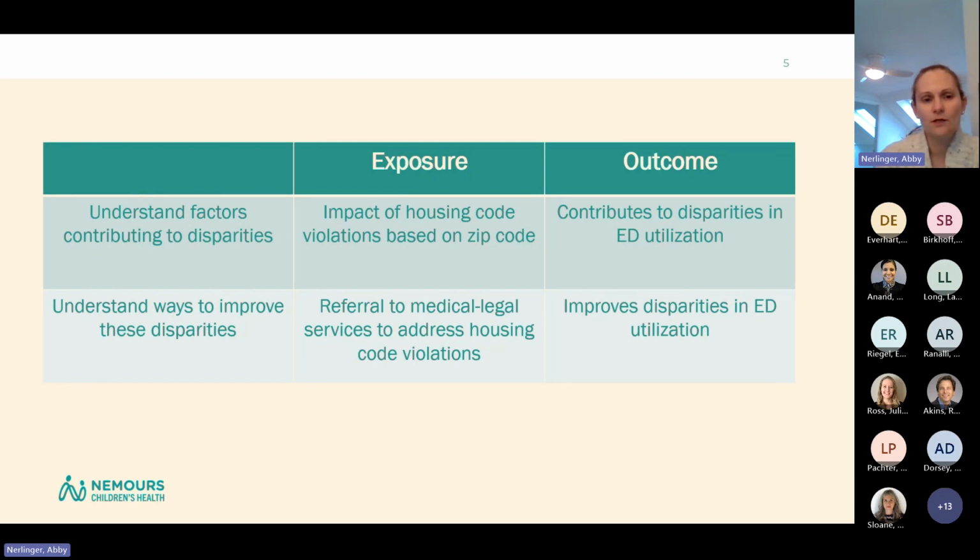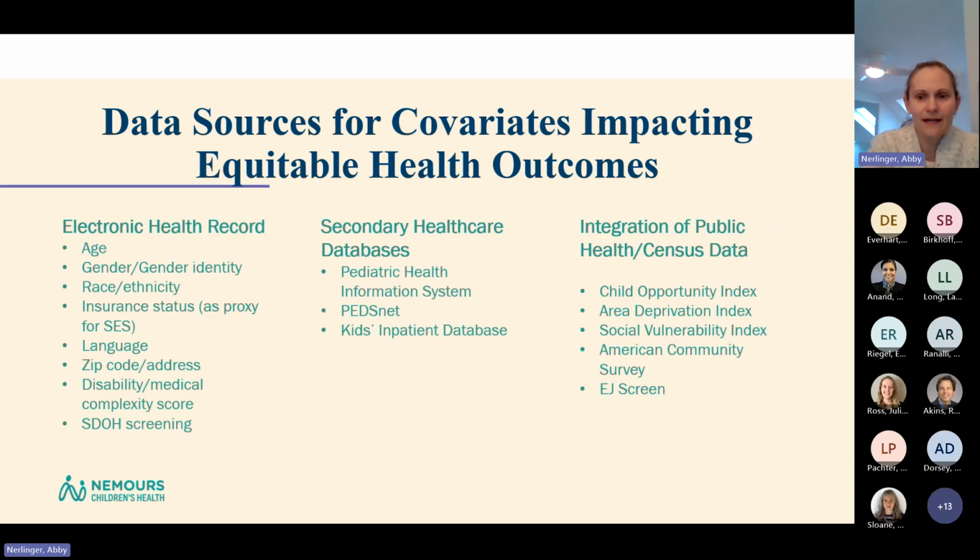But if you were to focus on a question that is looking more at interventions and ways to improve this disparity in health outcome, you may look at how referral to medical legal services to address housing code violations would help improve disparities in ED utilization. But the question is, where do you get this data? I'm going to go through this briefly. If anyone has more questions, they can reach out to me.